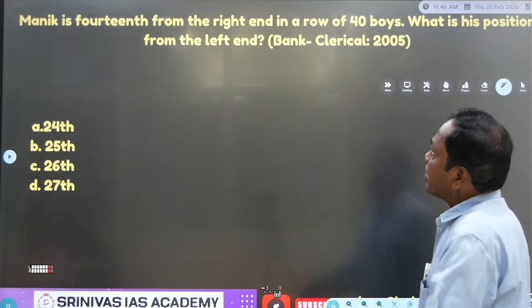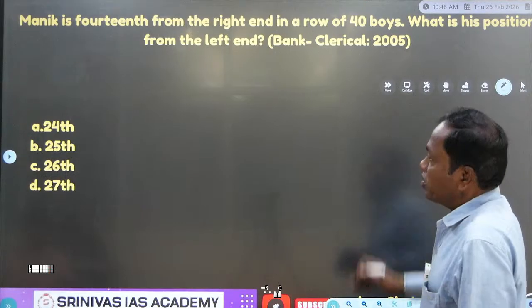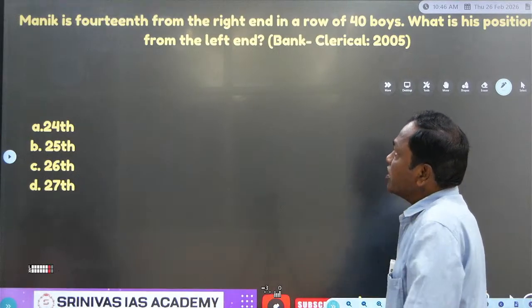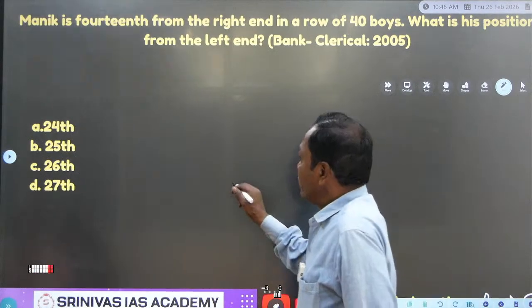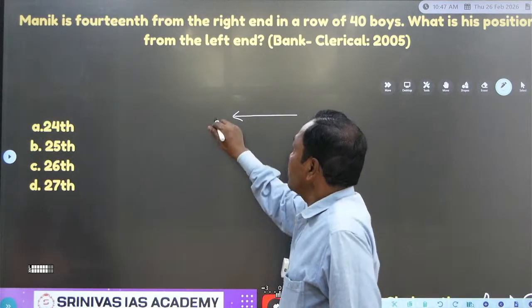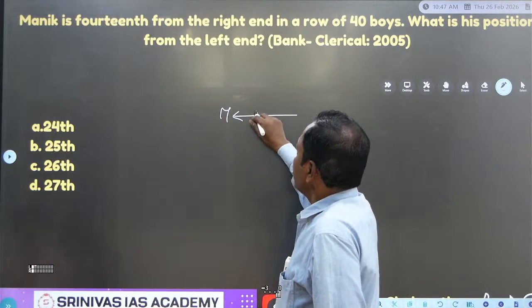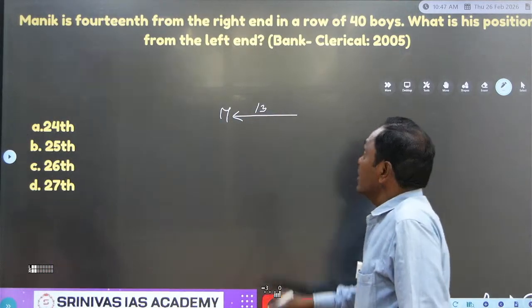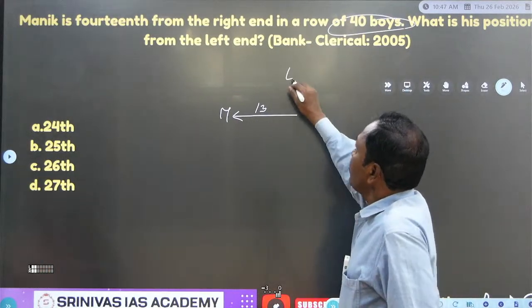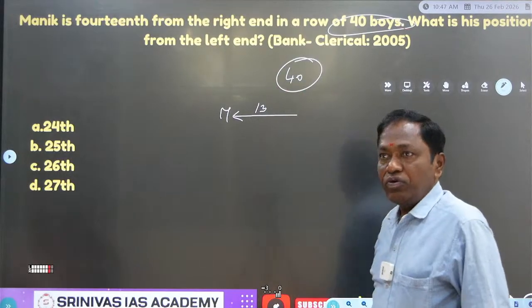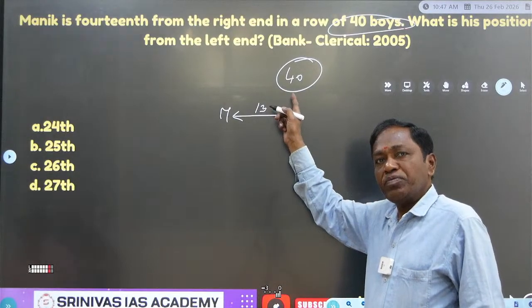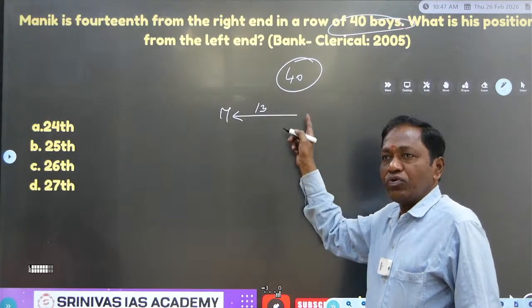Manik is 14th from the right end in a row of 40 boys. It means what is given in the question is that Manik is 14th from the right end. This is the right end. Manik is 14th, so how many are here? 13. In a row of 40 boys. What is the size of the row? 40. It means the total size of the row is 40.